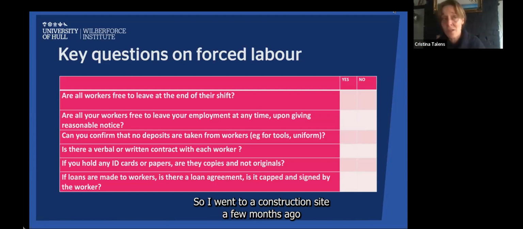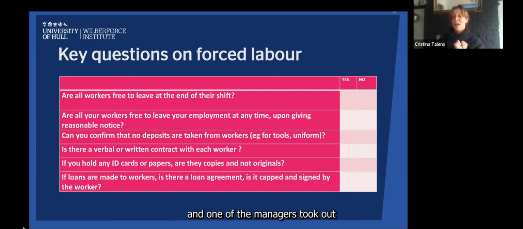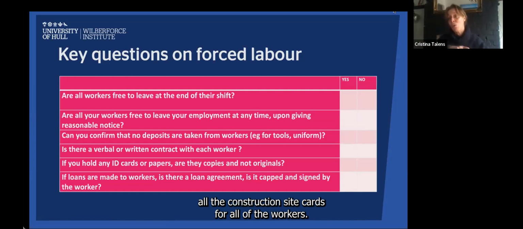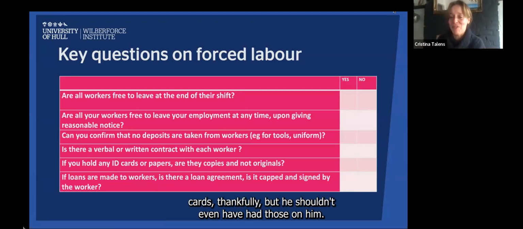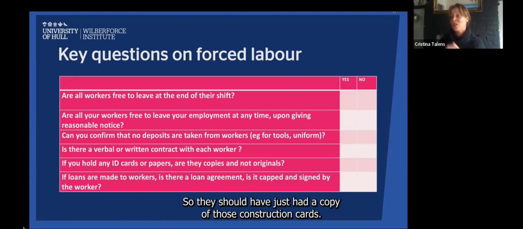If the company holds any ID or cards or papers, are they copies and not originals? So I went to a construction site a few months ago, and one of the managers took out all the construction site cards for all of the workers. They weren't ID cards, thankfully, but he shouldn't even have had those on him. So they should have just had a copy of those construction cards.